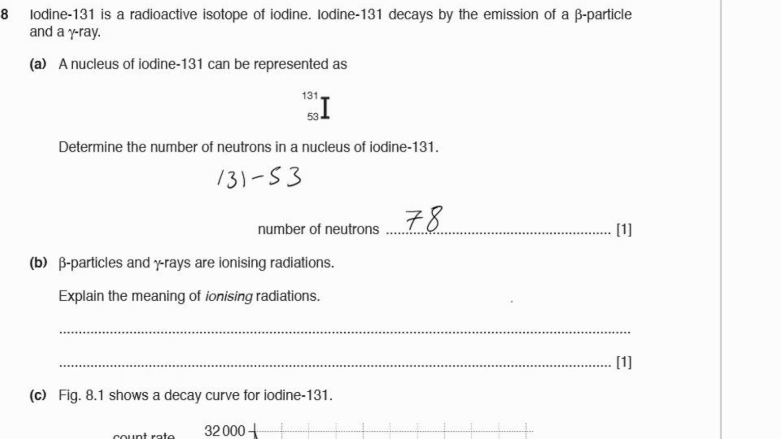Beta particles and gamma rays are ionizing radiations. Explain the meaning of ionizing radiations. Well, radiations have so much energy they knock out electrons as they pass by if they get too close to an atom or a molecule. So radiation that removes electrons, specifically what it does is it creates ions because it's knocked the electrons out. That's why it's called ionizing.